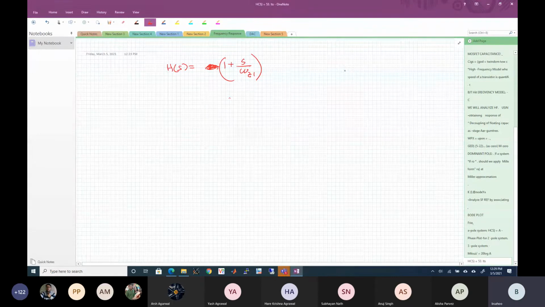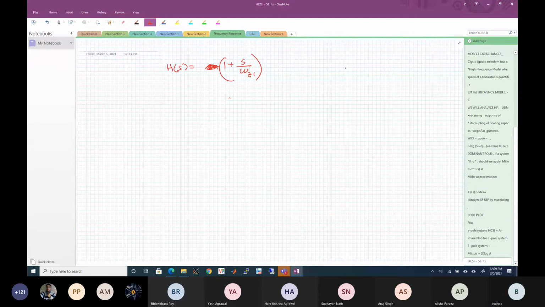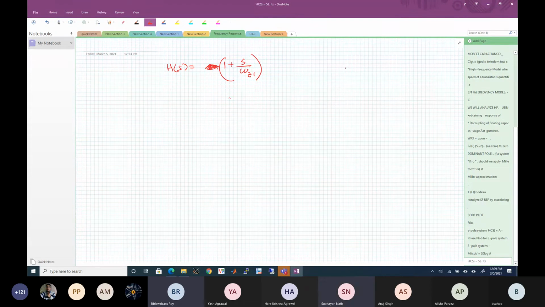Is this system physically realizable? No. Why not? Because the number of zeros is greater than poles. Why? The number of poles must be greater. Why? Sir, it will not have a constant DC gain. So?